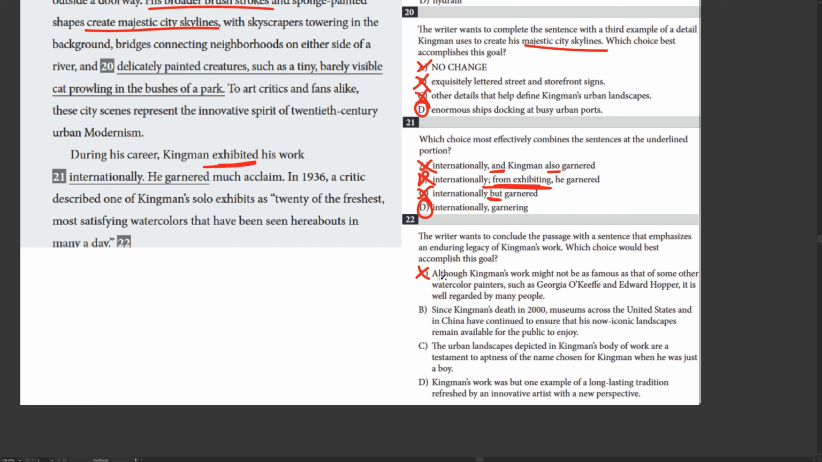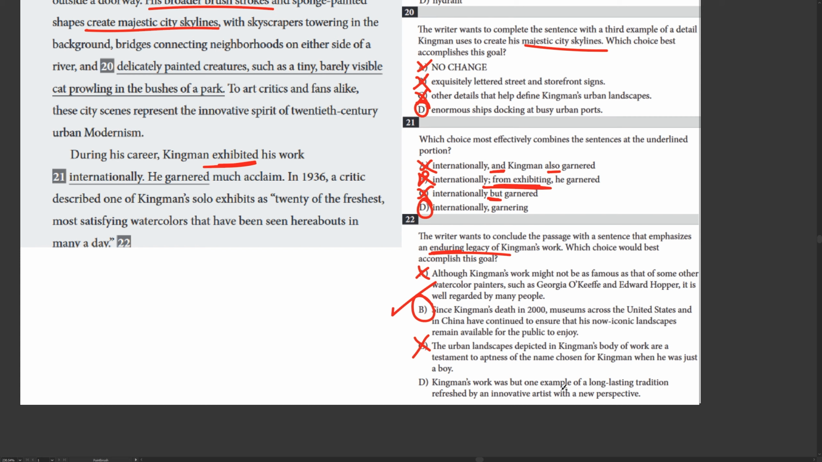B, on the other hand, says, since Kingman's death in 2000, museums across the United States and China have continued to ensure that his now iconic landscapes remain available for the public to enjoy. So that represents a good legacy, a lasting legacy, which is pretty much the same as enduring. So B is going to be the right answer for this one. C is going to be incorrect because it doesn't represent any legacy at all. It just represents a weird fact. And lastly, D is going to be incorrect because using a long tradition doesn't mean that you have a lasting legacy. It talks more about his art and how he's different than a lot of other people. So that wraps it up.